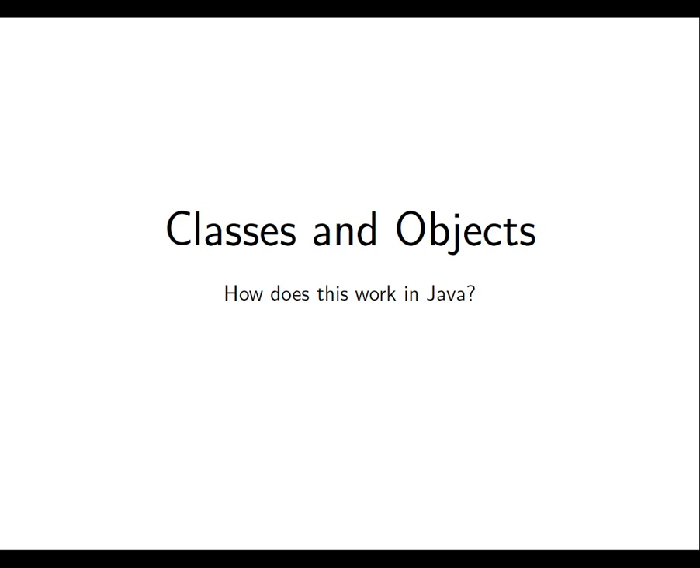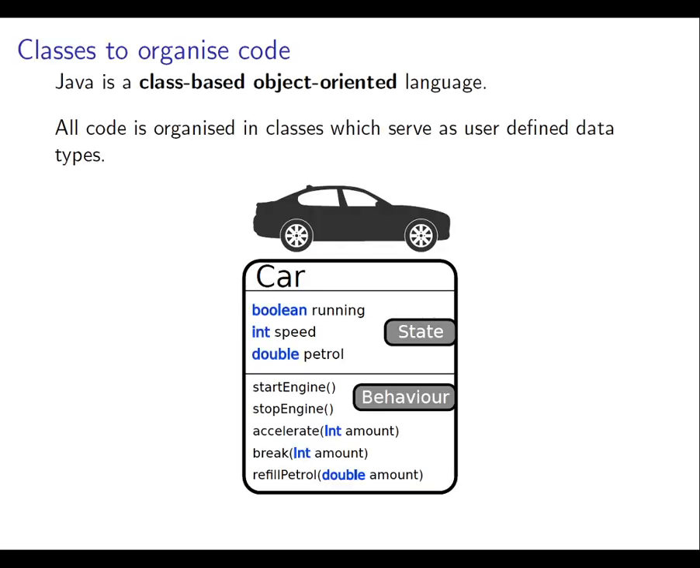So let's see a bit more about how this works in Java. So, terminology. Java is a class-based object-oriented language. What that means is that all code is organised into classes, and the classes serve as user-defined data types. And so here's a naive implementation of the car data type. We might arrange that the car has state arranged in those three attributes, a Boolean running, an integer speed, and a double of petrol, and it might have methods constituting its behaviour with those signatures there.